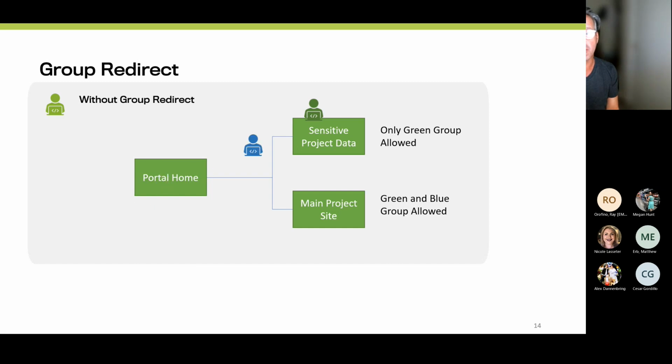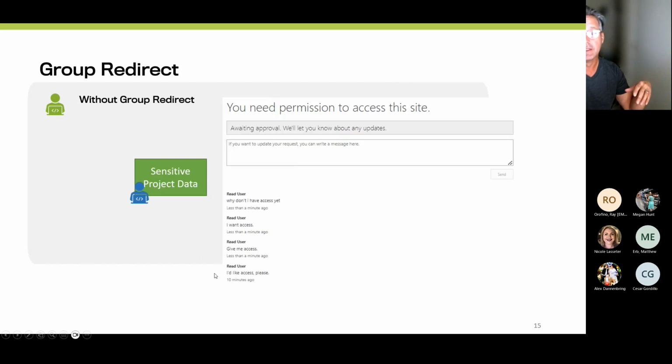When the blue users go there, either through an old link or typing it or getting the URL in an email, they get that you're not allowed to be here. And they send the email requesting access, and then we run into that same issue that we saw before, where if one person accidentally grants them access, they now have access to this project data. All right, so that's what it looks like.